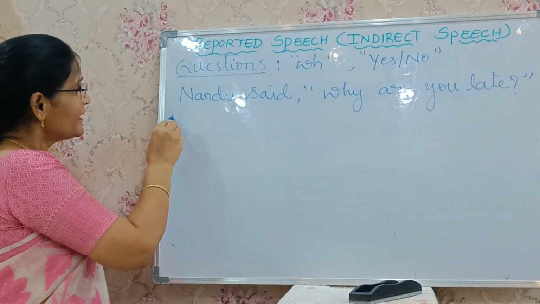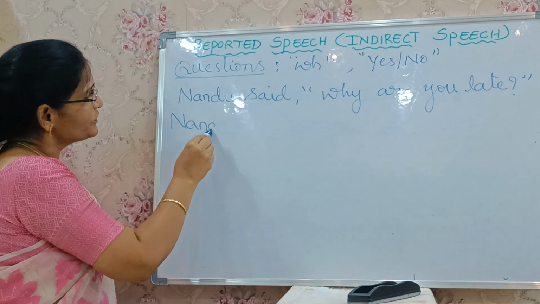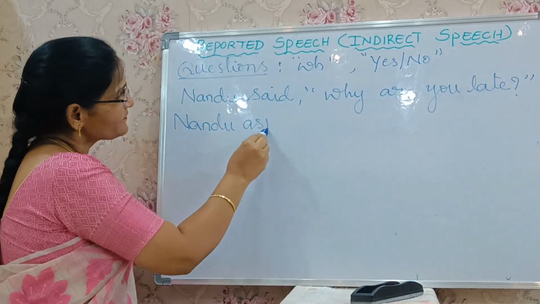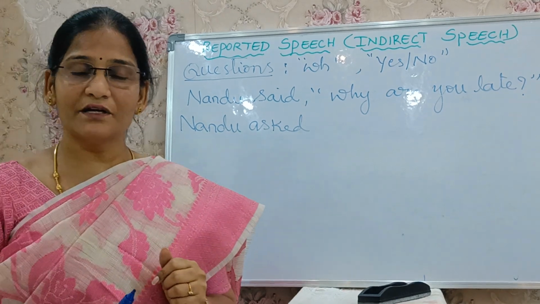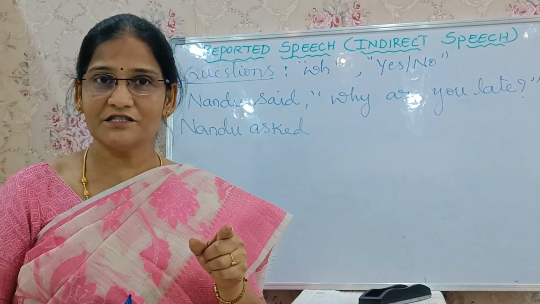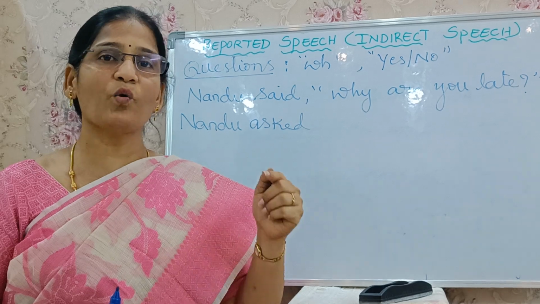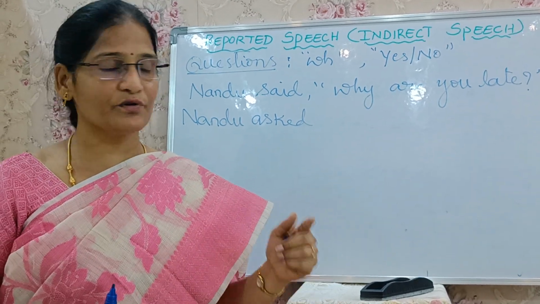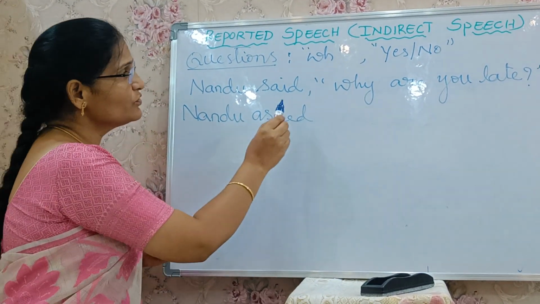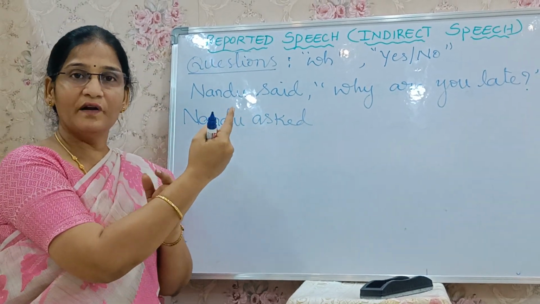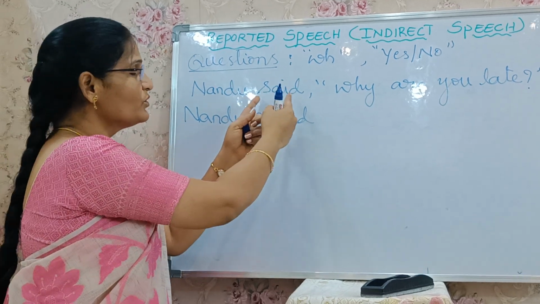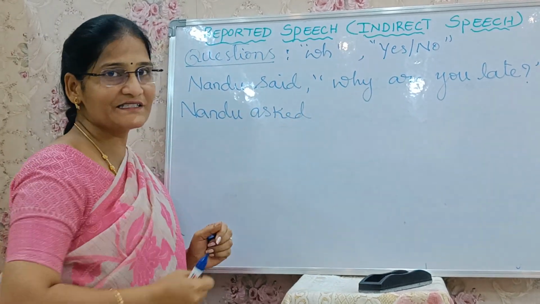So then the reporting verb, what do you have to use? Nandu asked. Students, remember, for questions, the reporting verb you should use is asked, questioned or inquired. Any of these verbs you can use. Here I have used Nandu asked. And now, like in the statements, what kind of link word do we use in order to link the reporting verb with the reporting sentence?